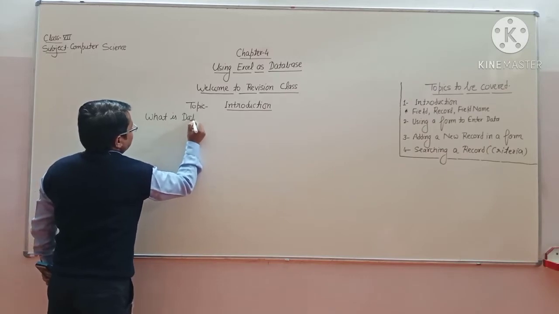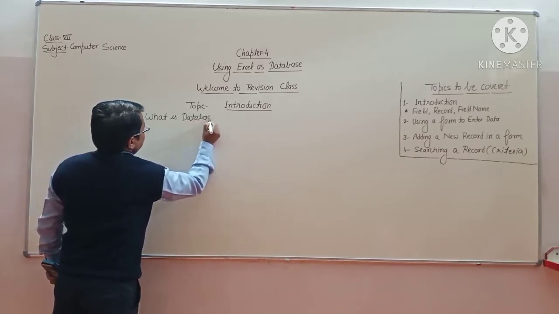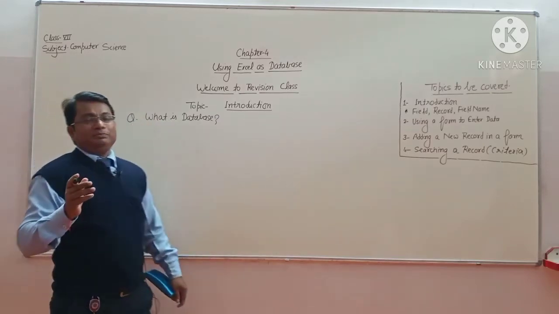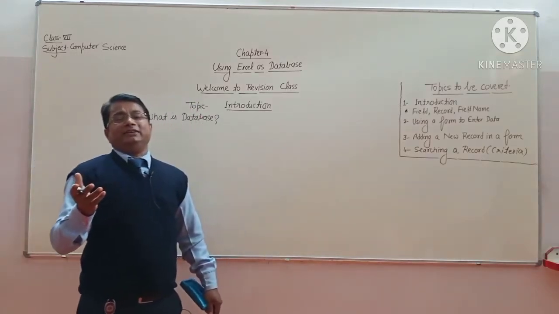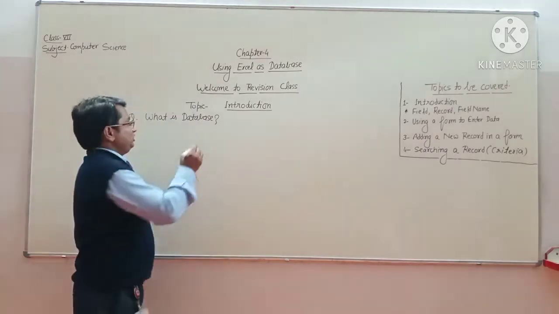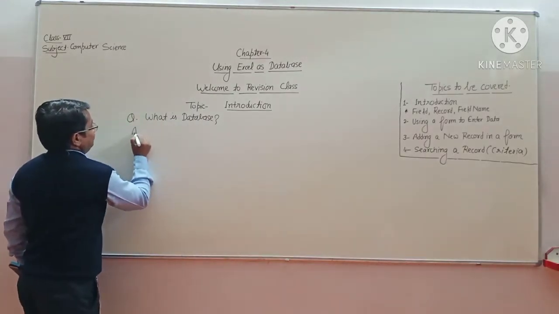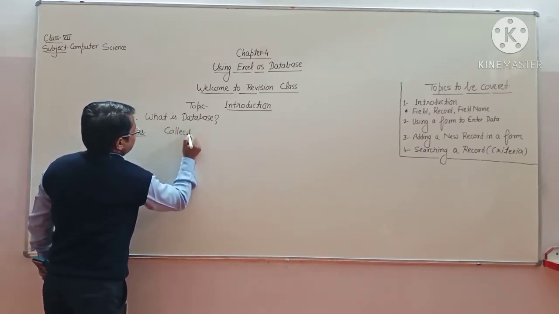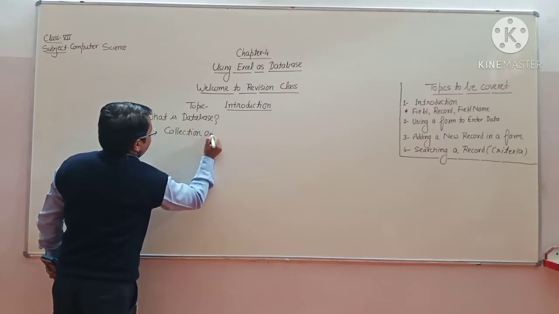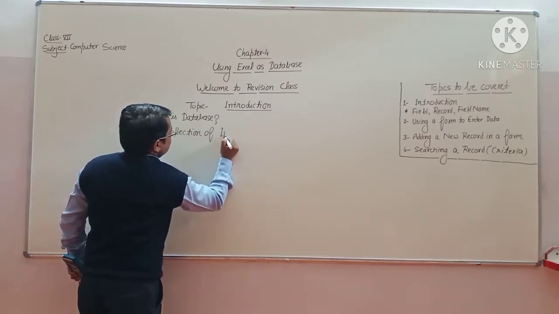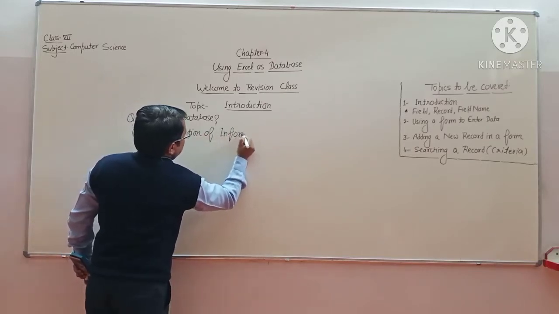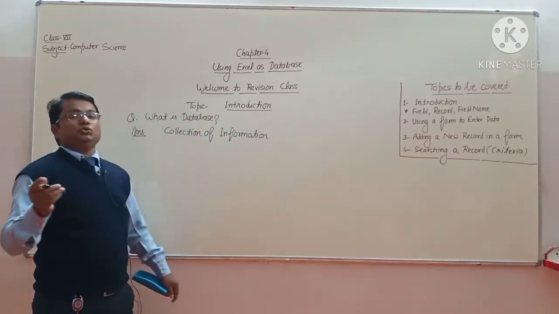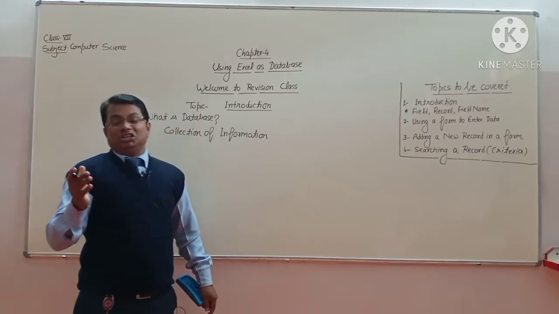What is database? Students, as you know, database is one kind of collection of information. Collection of information. So information may be related to any school, any student, any organization, anything.